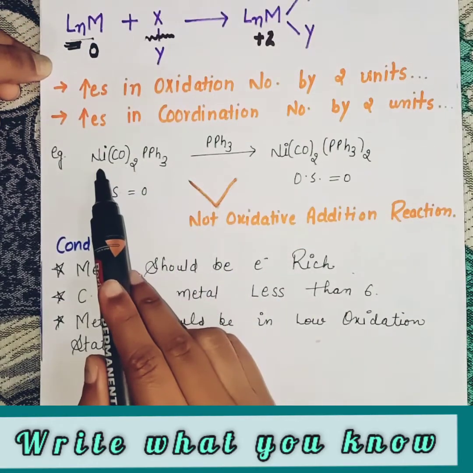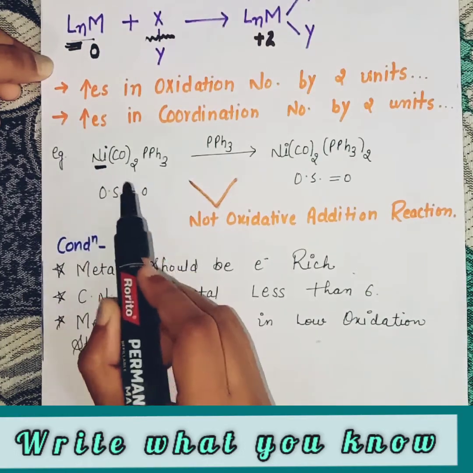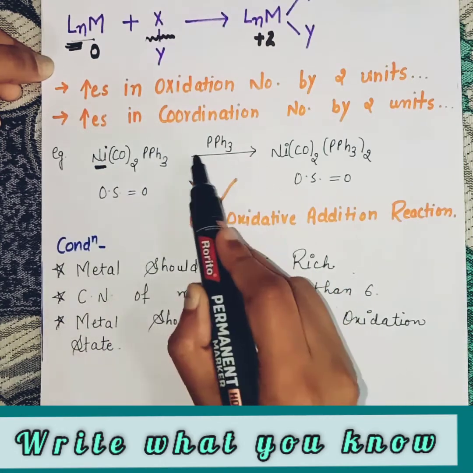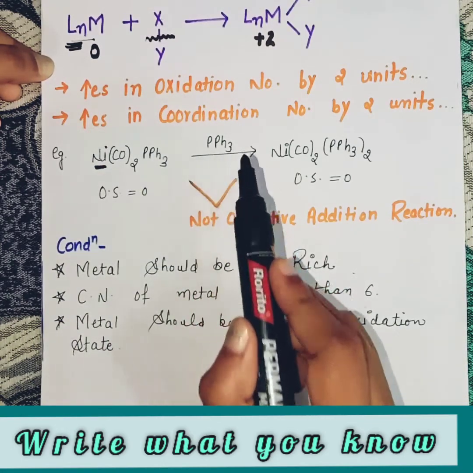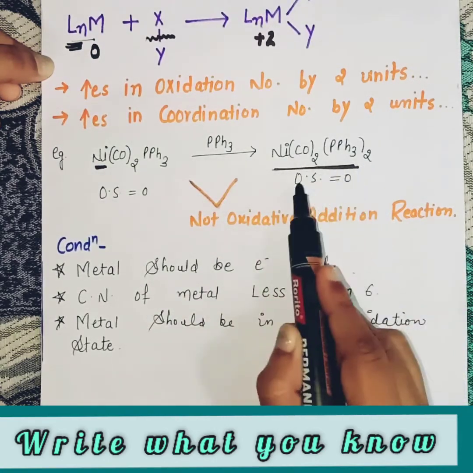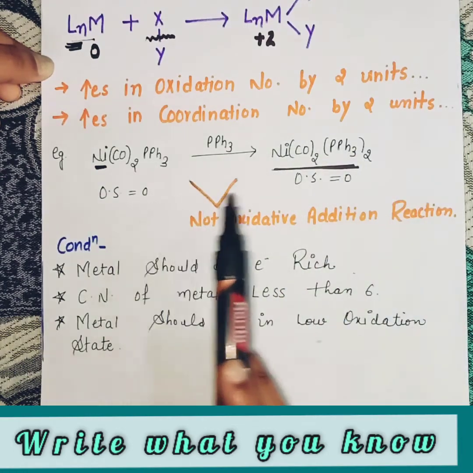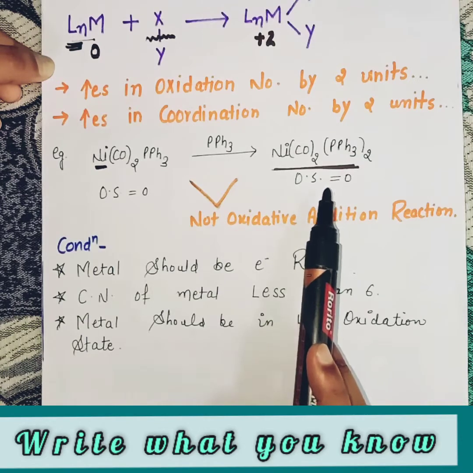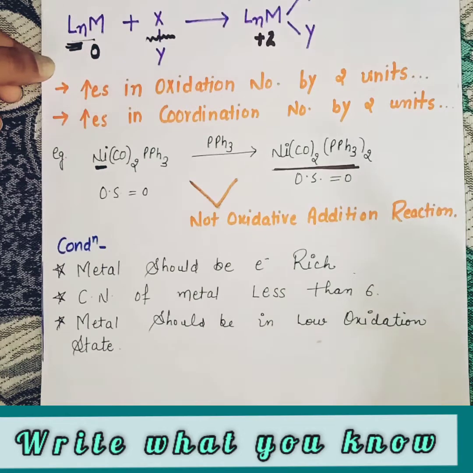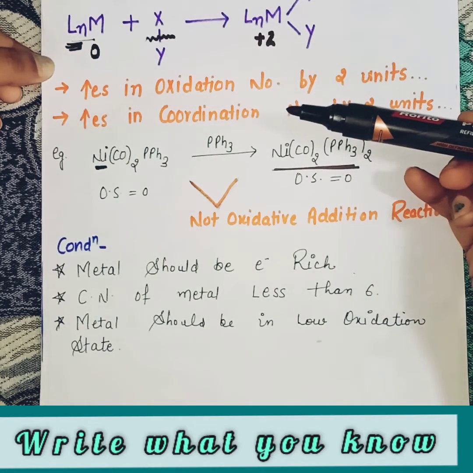Look at this complex. This is a nickel complex. Here the oxidation state of nickel is 0 because CO is 0 and PPh3 is also 0. If we add a PPh3 molecule, then this complex forms, and the oxidation state of nickel is still 0. There is no increase in the oxidation state, so this is not an oxidative addition reaction, because these are the necessary conditions for oxidative addition.